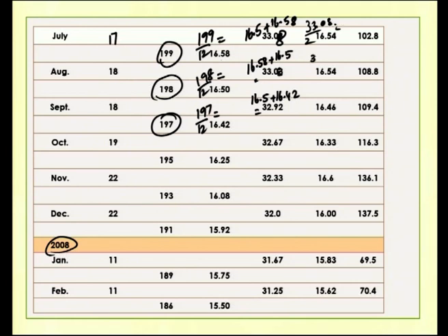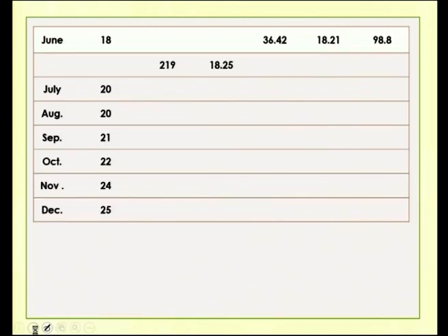Similarly, 33.08 by 2 is equal to 16.54. Similarly, 32.92 by 2 is equal to 16.46. So, likewise the values are calculated.